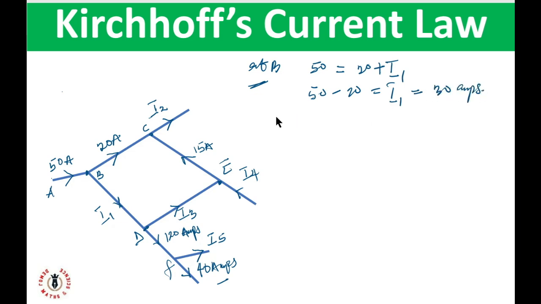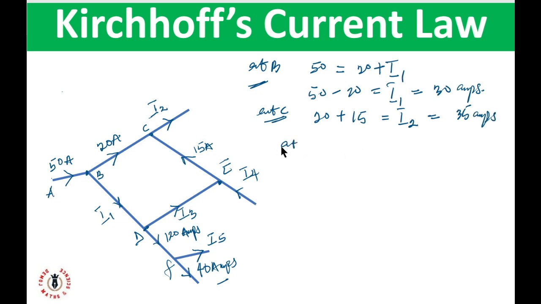Let's move to node C. Now at node C, we have that 20 amps is going into the node. That's 20 plus 15 amps is also going into the node, is equal to I2. I2 is leaving the node. So the sum of this current will be equal to 35 amps.